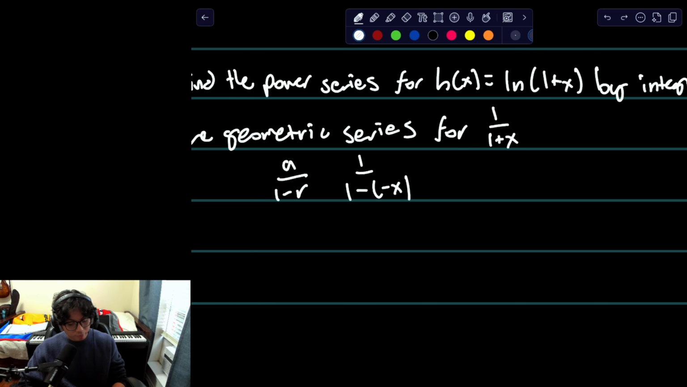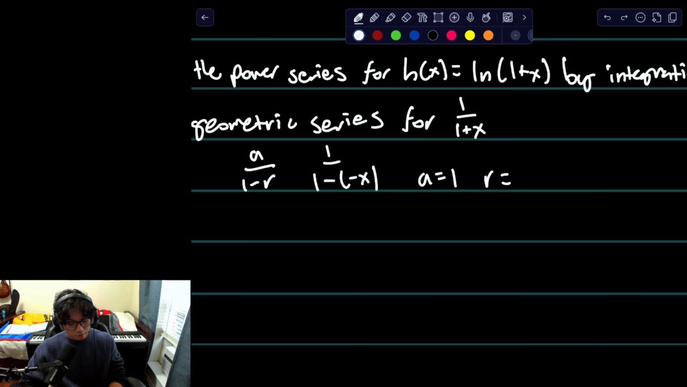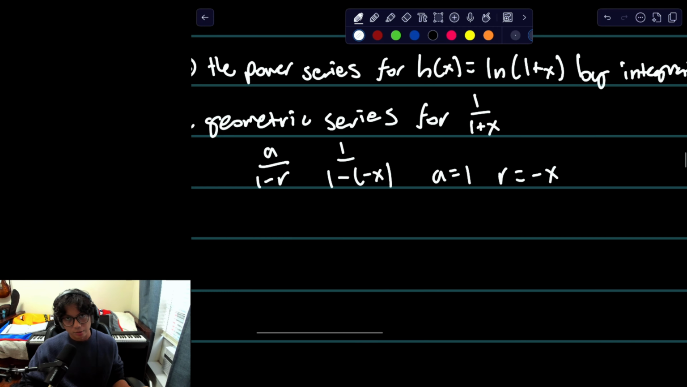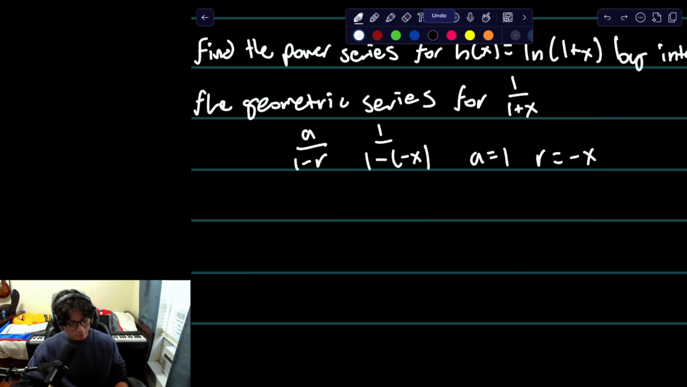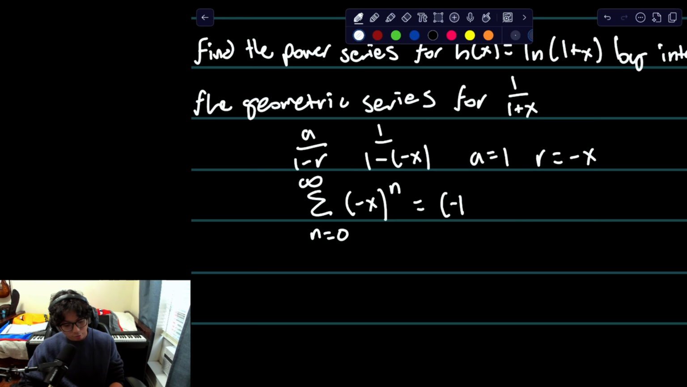And now with this form, we know our a equals 1, and our r equals negative x, which is the common ratio. I apologize if I keep saying radius. Now all we have to do is put the series from 0 to infinity of negative x to the power of n, because we multiplied the 1 and the negative x. But remember, this is the same exact thing as multiplying by negative 1, so this is actually negative 1 to the power of n times x to the power of n.